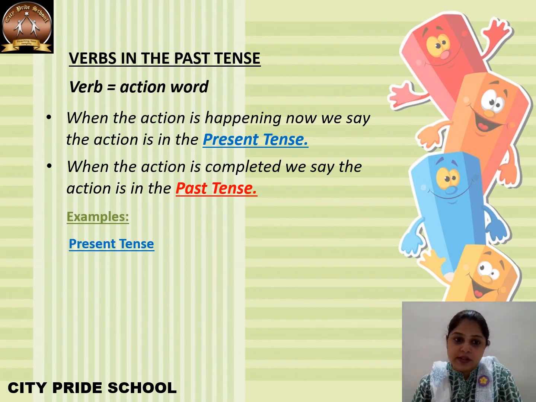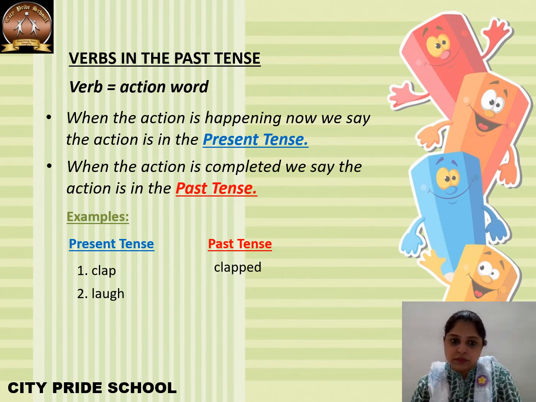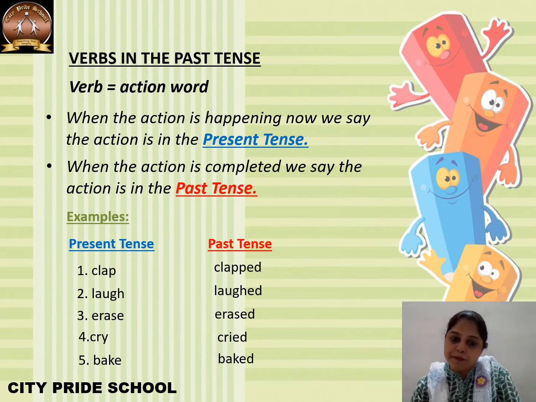Now, let us see some examples of the verb in the present tense and the verb in the past tense. Clap is a verb in the present tense. So, the past tense of clap will be clapped. Laugh is a verb in the present tense. So, past tense for laugh will be laughed. Past tense for erase will be erased. Past tense for cry will be cried. The past tense for bake will be baked. So as you can see over here, all these verbs like clap, laugh, erase, cry, bake are in the present tense, and clapped, laughed, erased, cried, baked are in the past tense.